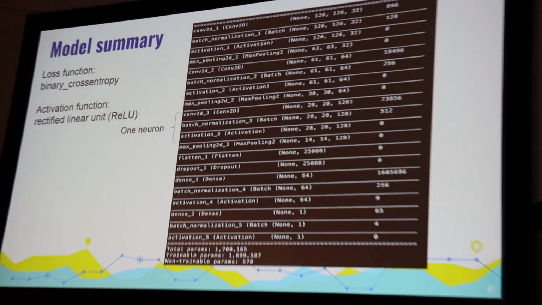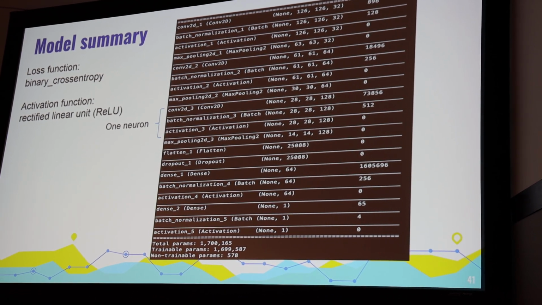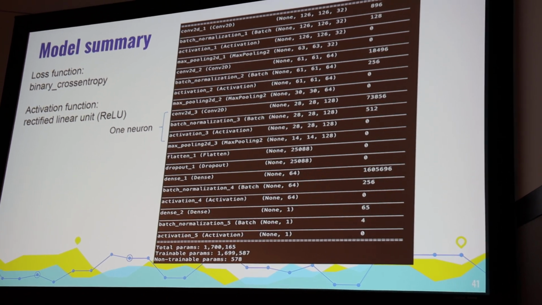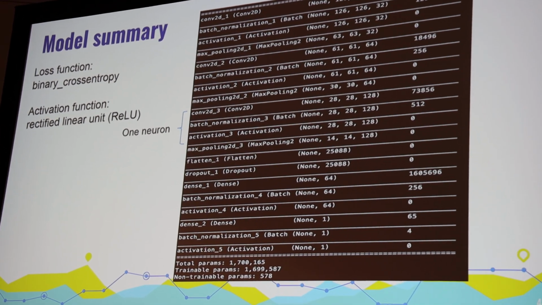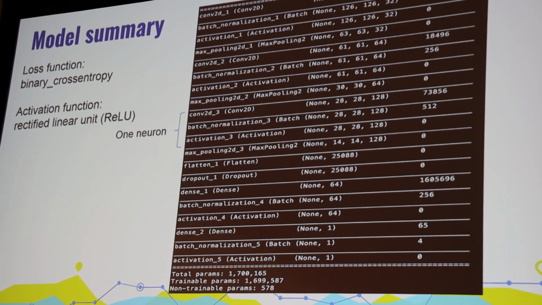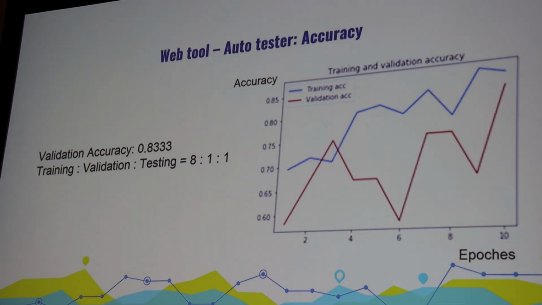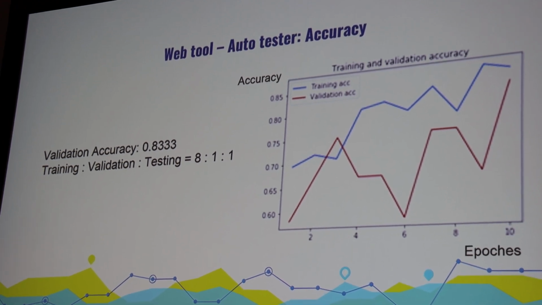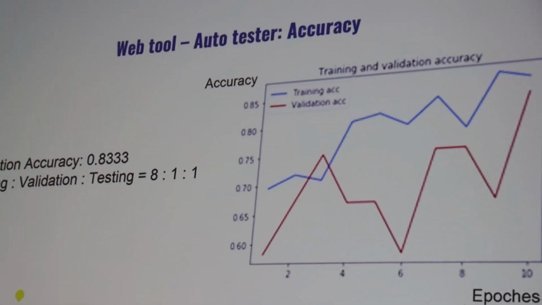This is the model summary of our neural network. The loss function we use is binary cross entropy, and the activation function we use is rectified linear units. And within the brackets, it shows the information of one neuron, and the whole picture shows the information of every layer. And we now achieve a 0.83 accuracy, and in the graph, the blue line shows the accuracy of the training set, while the red line shows the accuracy of the validation set.